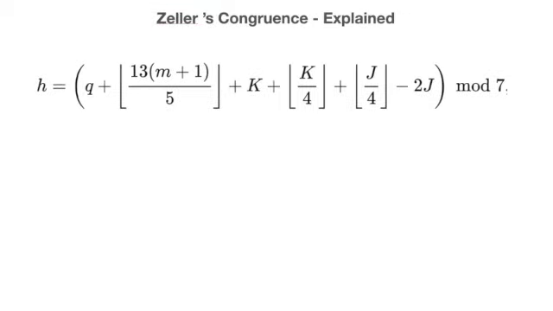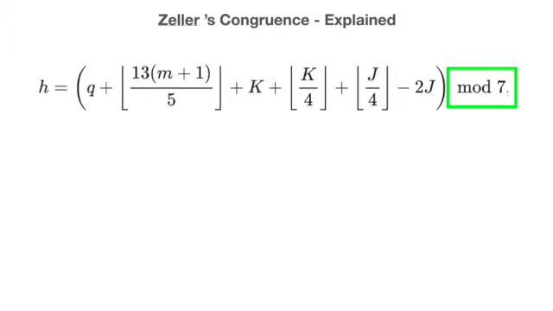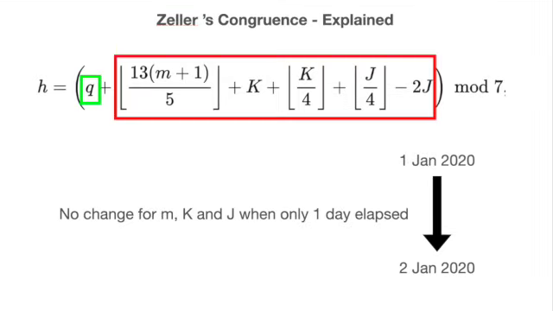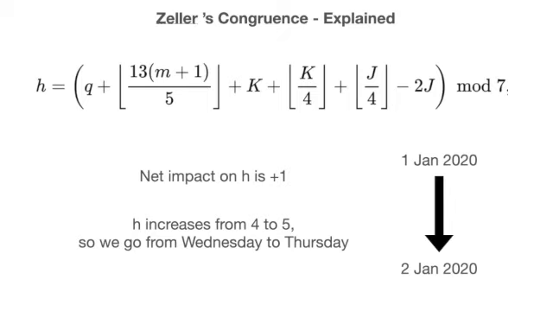Now that we are more comfortable using the formula, let me break down for you, as promised, how this formula actually works. You can think of the formula as a mechanism of keeping track of days which have passed, before you finally take modulo 7, as days in a week cycle once every 7 days. The variable q would be responsible for recording the passage of time in a single month. When we move from 1st January to 2nd January, nothing else in the congruence has changed except for the day portion, and so h would also increase by 1 as we progress to the next day in the week.